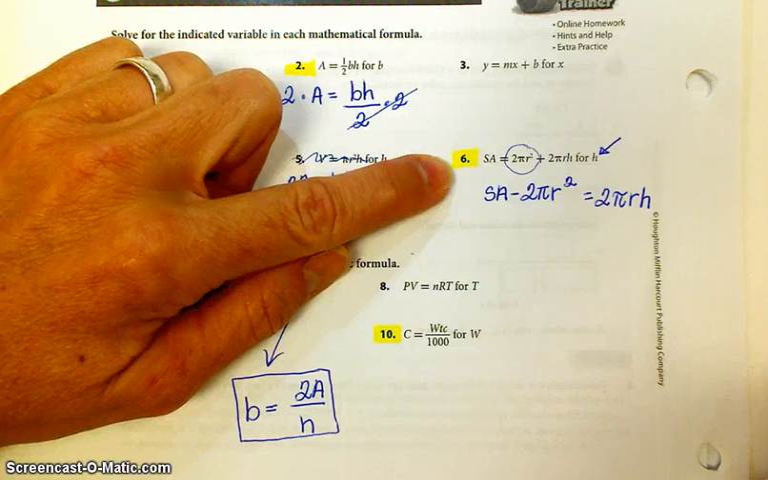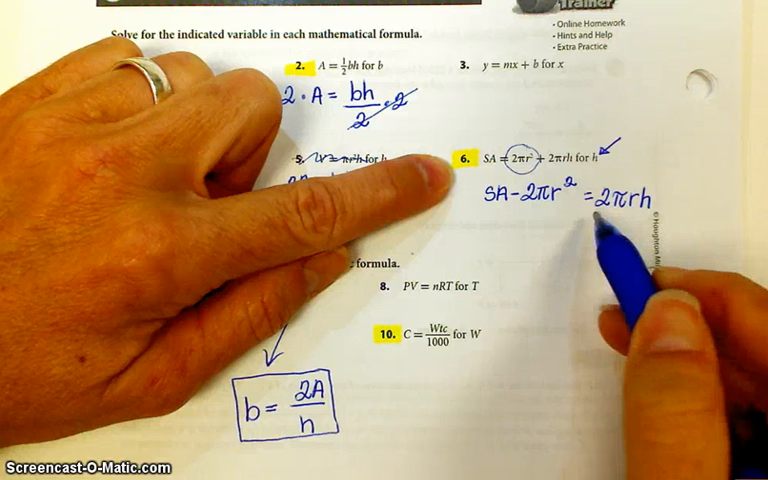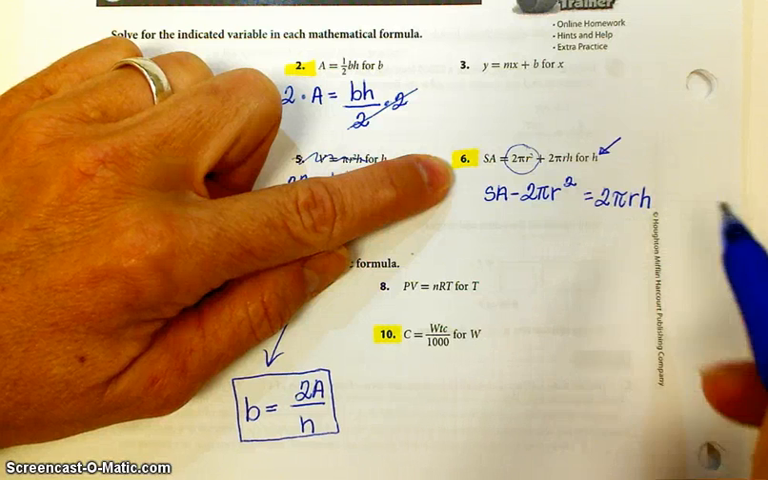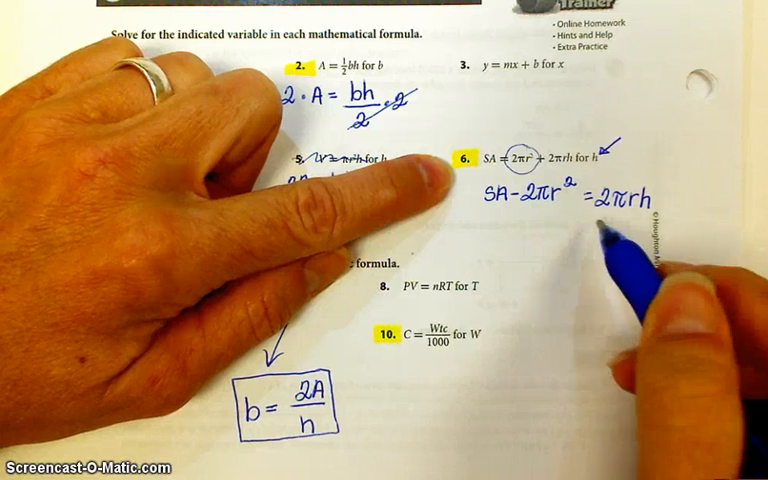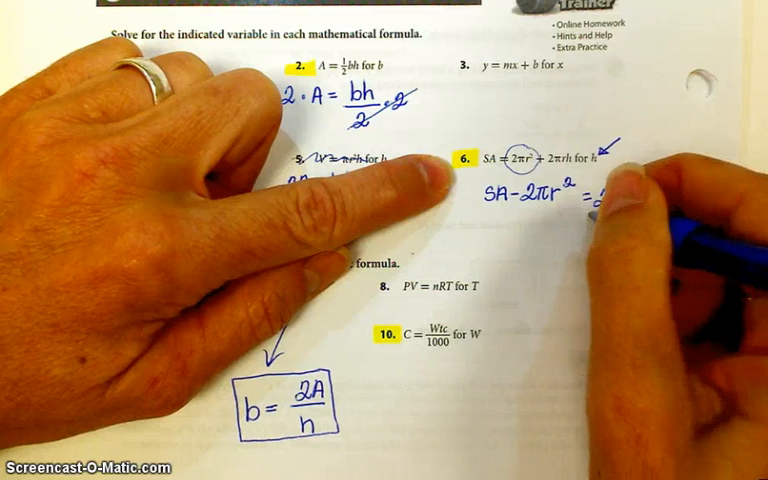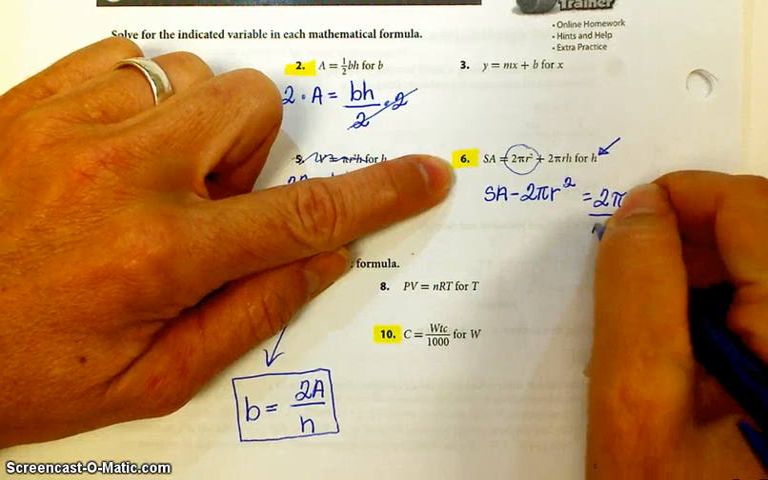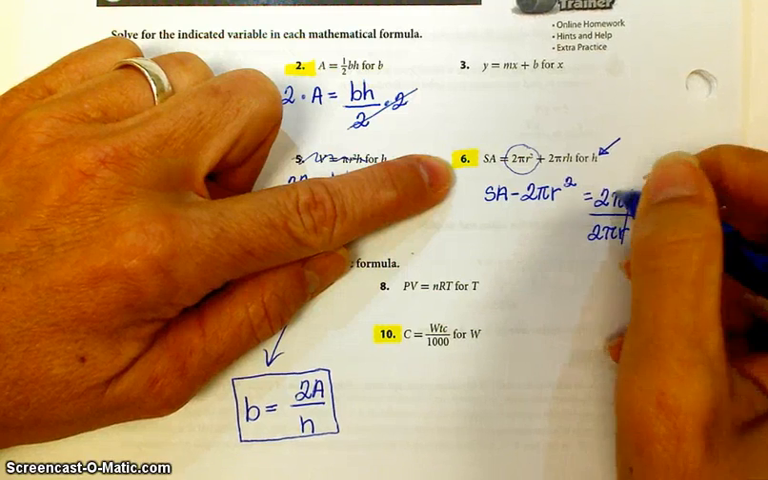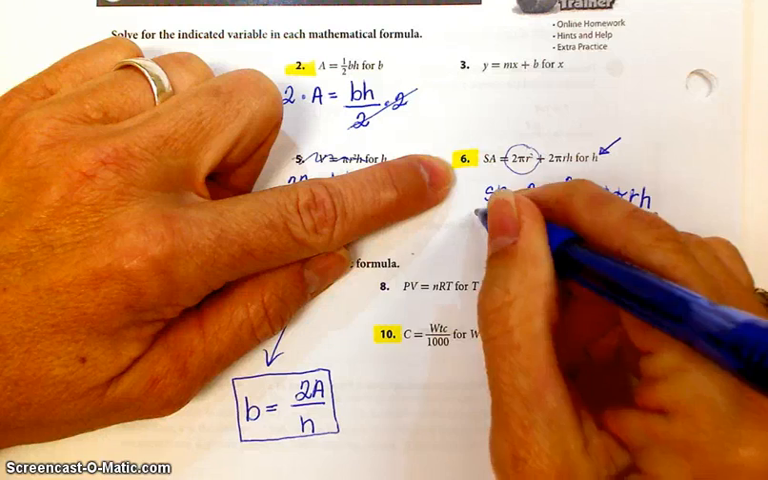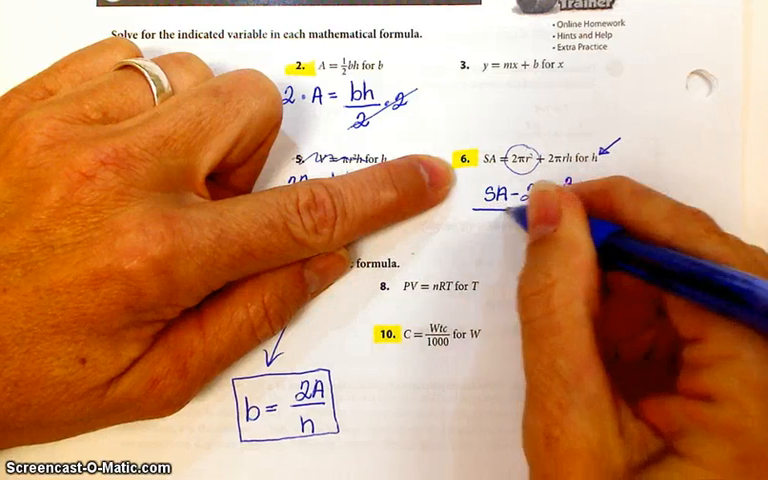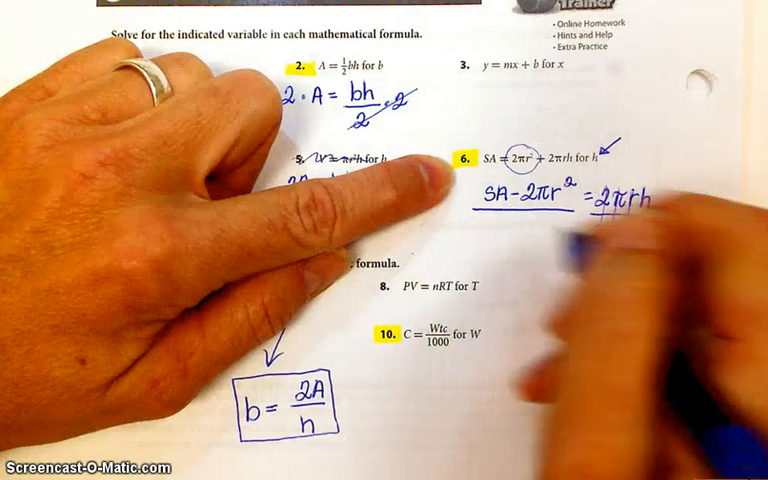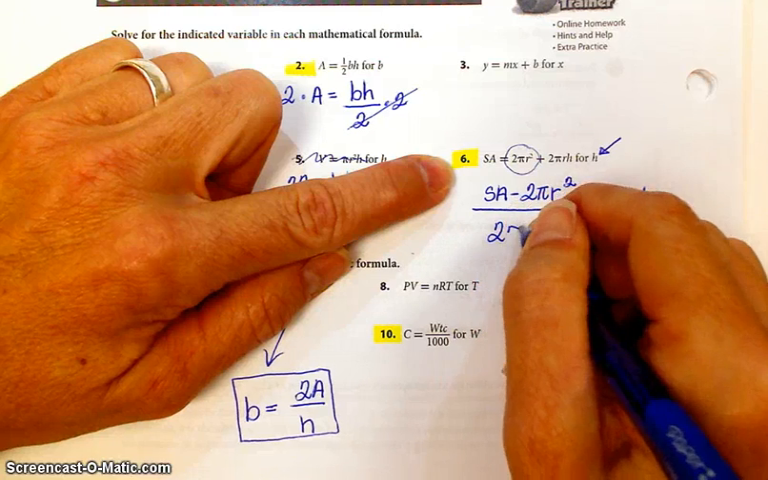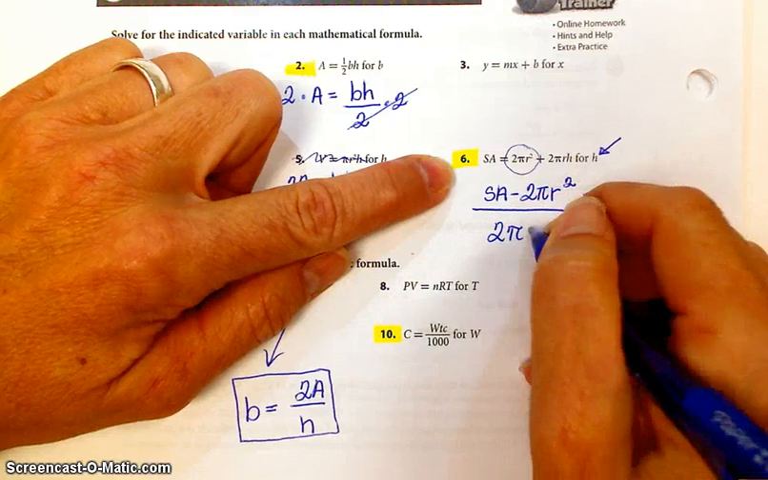Then all of these things are multiplied together, 2 times pi times r times h, and I want h. So since they're all multiplied together, I'm going to divide by the 3 that need to move. And then I divide the other side. I have to divide the whole entire other side by 2 pi r.